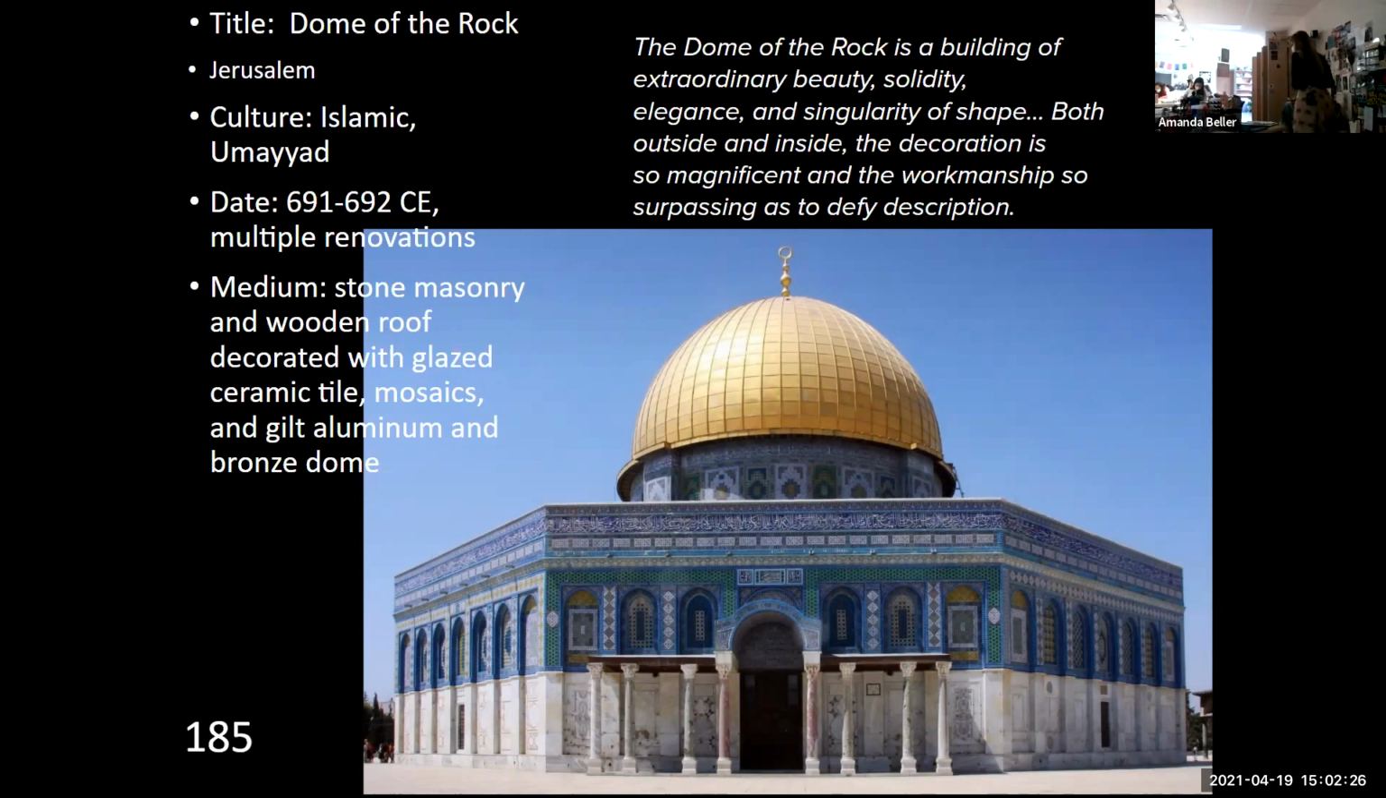So this structure, you might have seen it before. It's called Dome of the Rock, and it is a dome built on top of a famous rock, much like the title suggests. So this is Umayyad in its most specific sense. It is an Islamic site.